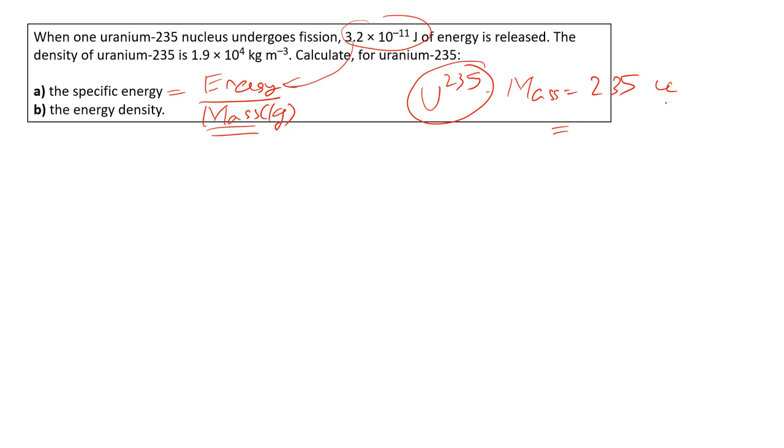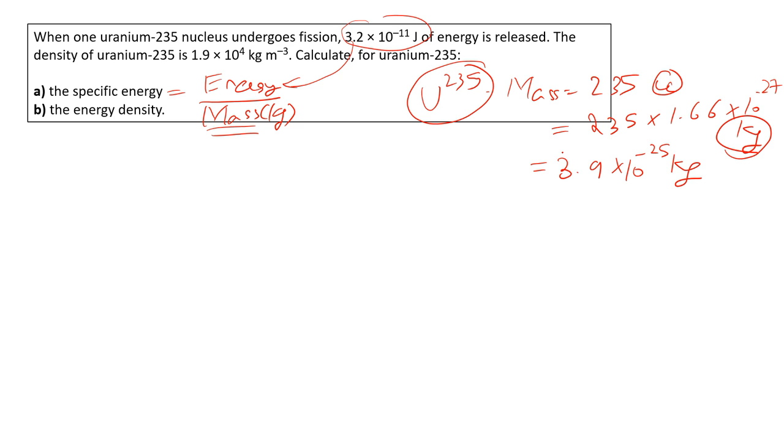Now in the previous slide I showed you the conversion factor, that 1 AMU is equal to 1.66 multiplied by 10 to the power minus 27 kgs. So to convert U into kg, we use this conversion factor to find the total mass. The mass in this case will be 3.9 multiplied by 10 to the power minus 25 kgs. So this will be your denominator. Now just solve for this and see if you are getting the value 8.2 into 10 to the power 13, and the units will be joules per kg.